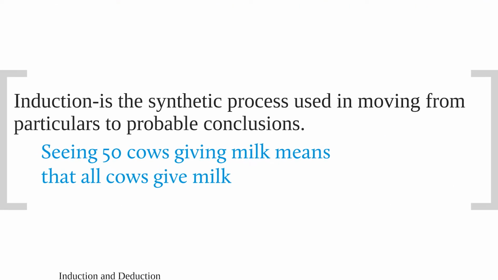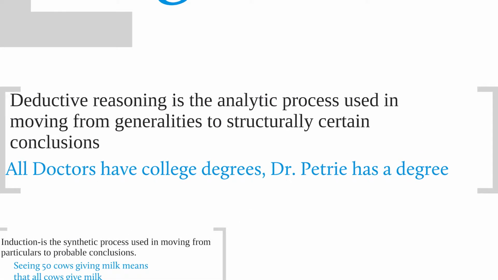Remember, I used the example of 50 cows giving milk. It doesn't mean that all cows give milk, but we can have an argument about it. For deduction, the formula is very different. Here's an example. All doctors have a college degree. Dr. Petrie has a degree. Now there we've got a structurally certain conclusion. If it's true that all doctors have degrees, well then Dr. Petrie, who is a doctor, that unstated warrant, has a degree.